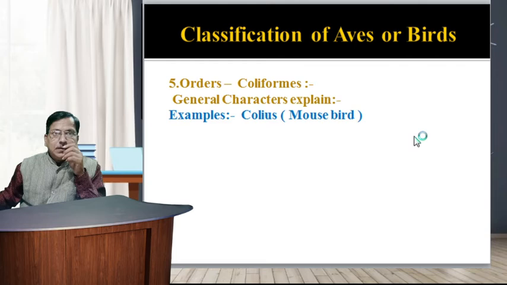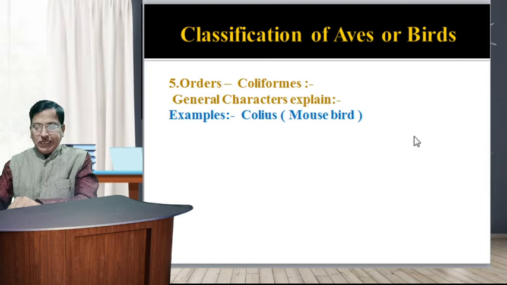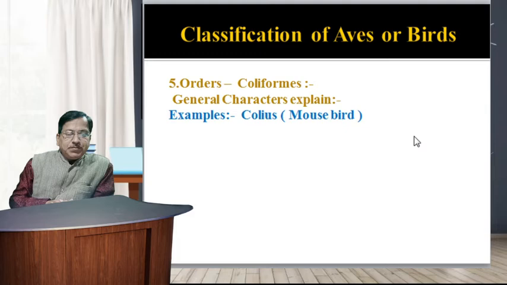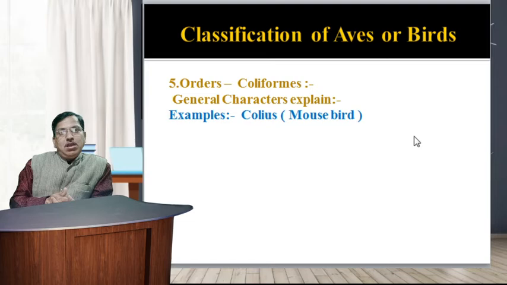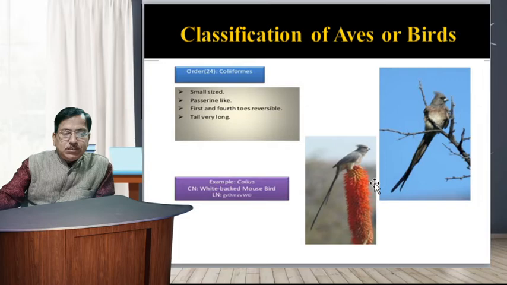Next, order five is Coliiformes. The general characters in this animal group are small passerine-like birds. First and fourth toes are reversible. Tail is very long. Insectivorous and frugivorous. Example is Colius, called the mouse bird. So this is a Colius or mouse bird, also an important example of this animal group.